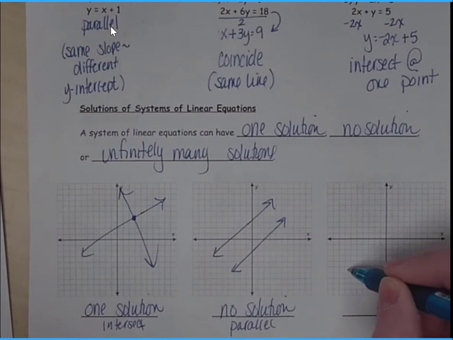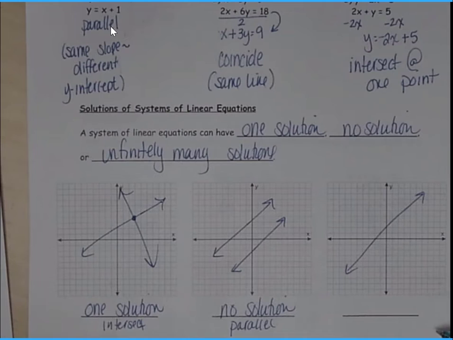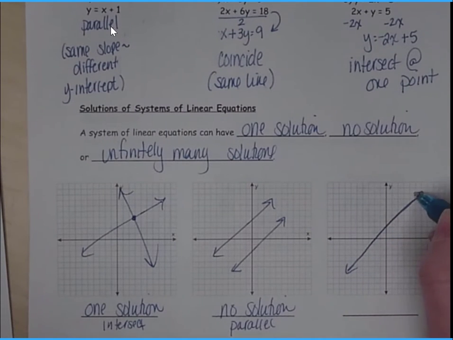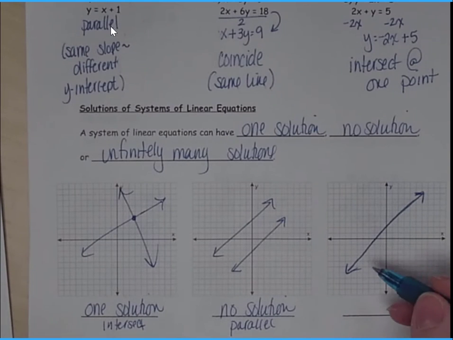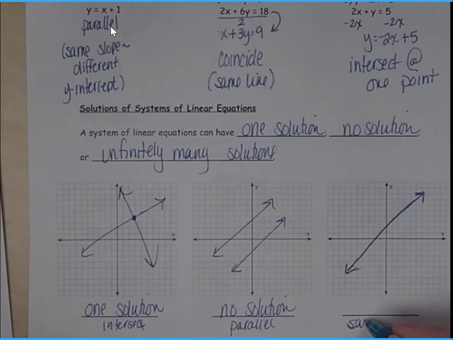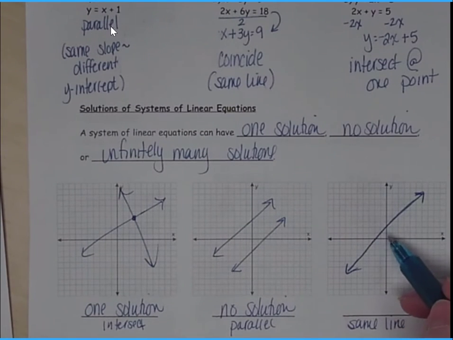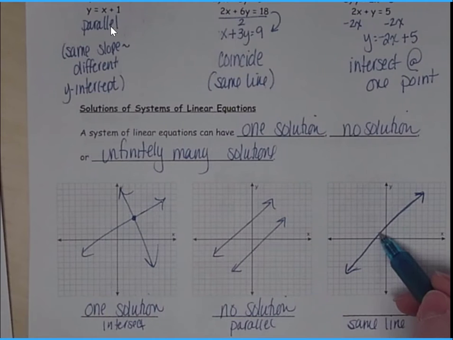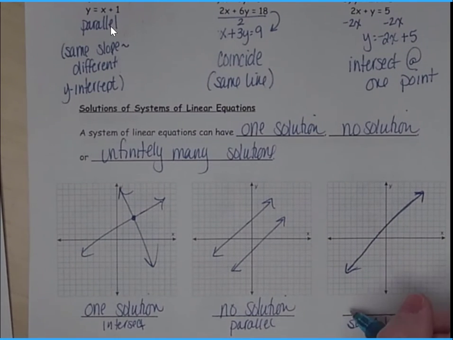Now, what if I draw a line? Looks like this. And when I draw my second line, I end up with one on top of the other. That's what we say they coincide. This is the same line. And if that's the case, my answer is infinitely many solutions along this point, meaning this point, this point, this point, that point will all make it true. So I have infinitely many solutions.